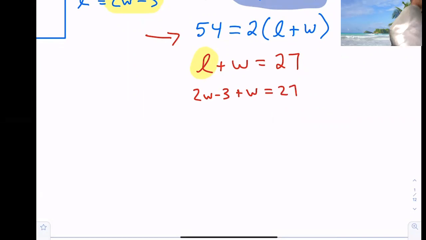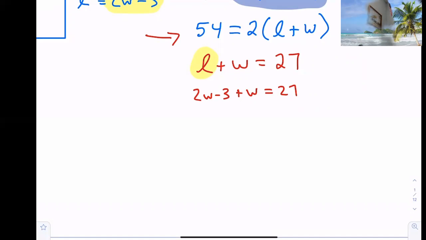Now here's where I'm trying to make you guys smarter, right? Does everybody see a -3? So what is that going to do? Move that to the other side. That's a 30. What's 2W and 1W? 3W. So 3W equals 30. You should be able to do that mentally.